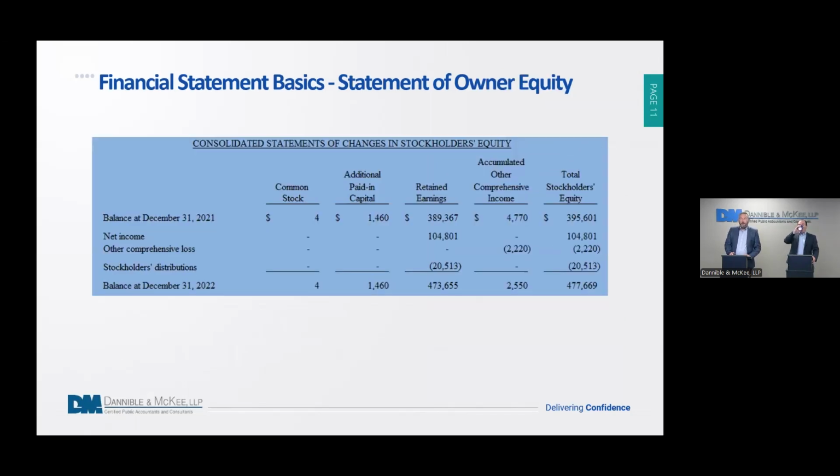Owner's equity, again, just rolls forward all the changes that happen in the equity section on the balance sheet. If you bought or sold common stock, any additional paid in capital, if you have other accumulated comprehensive income, and then that gives you your total stockholders' equity.